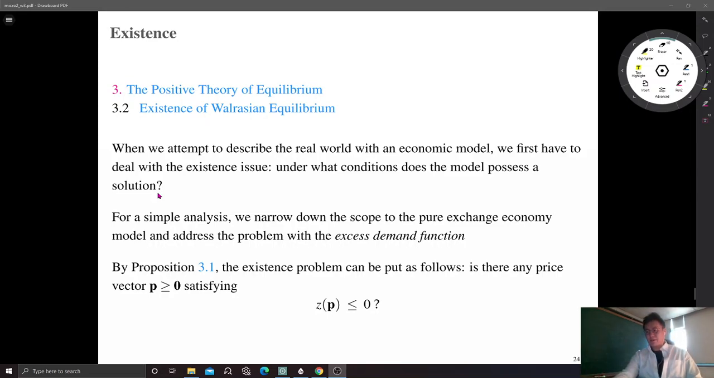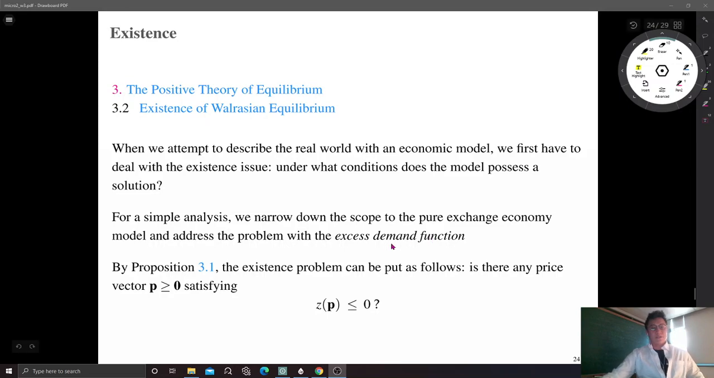But we'd like to make our life easier, right? So in order to simplify the analysis, I'm going to narrow down the scope to the pure exchange economy model. We abstract away the production process. We just look at the exchange economy model where several consumers are given their initial endowment. And in the model, we are going to establish the existence of equilibrium using the excess demand function and its several properties we established in the previous lecture video.